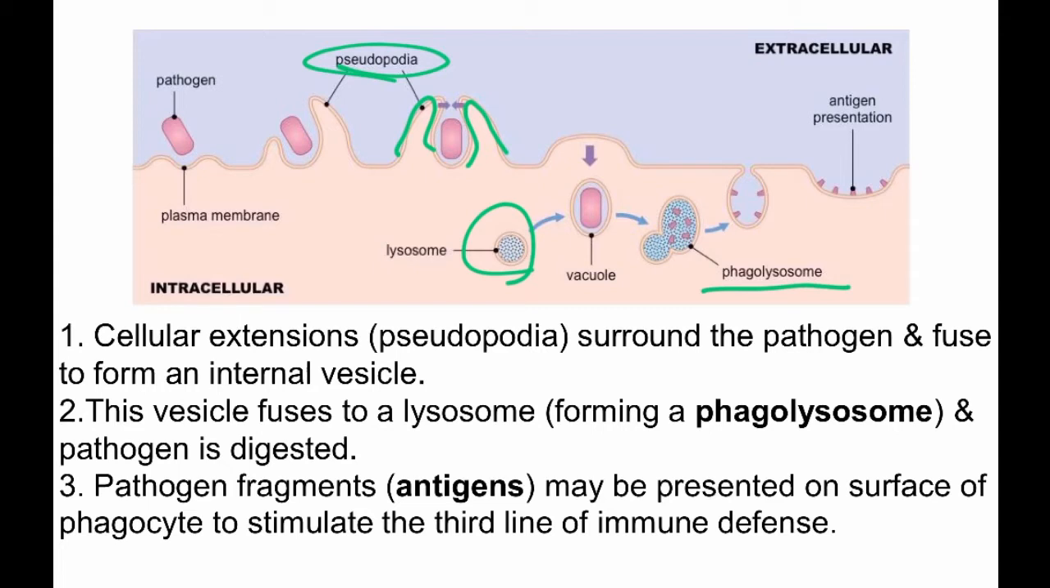In many cases, the next step of the process is that once, say we're talking about a bacterium, once it's been killed and digested, some of the parts of the bacterium are embedded into the phagocyte's cell membrane, and they can then present those molecules, which are called antigens, so that the adaptive immune response can take over.